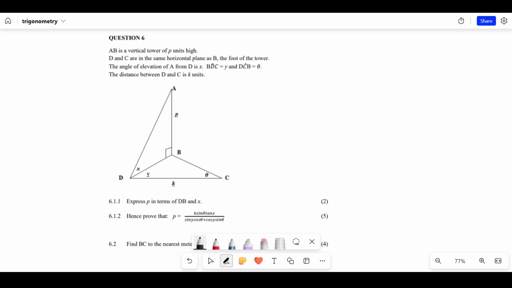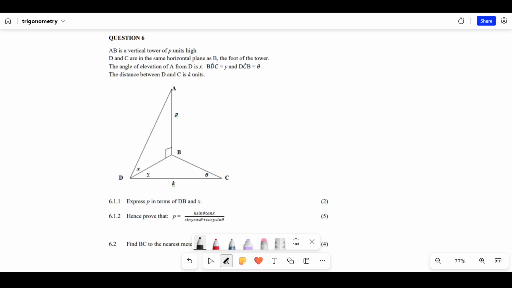AB is a vertical tower of P units high. D and C are in the same horizontal plane as B, the foot of the tower. The angle of elevation of A from D is X, BDC equal to Y and DCB equal to theta. The distance between D and C is K units.